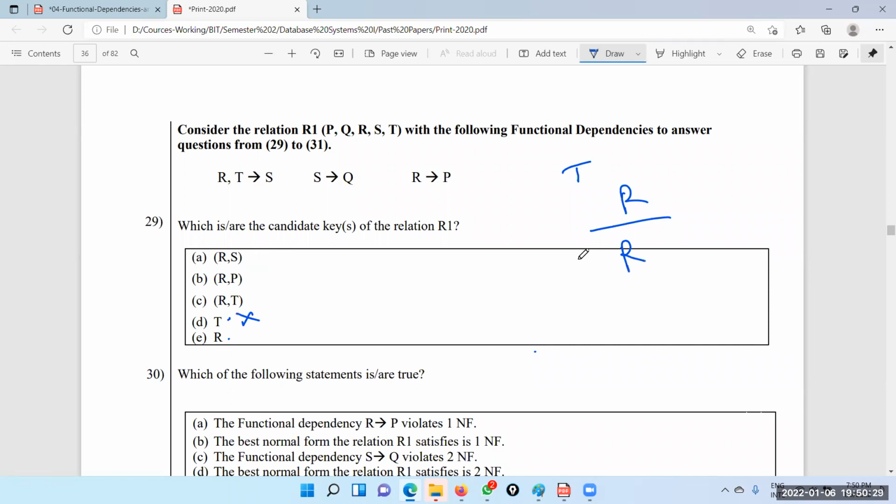Okay, R, T determines T. Right. R determines R and R determines P. But nothing else, right? Nothing else. So therefore, this can't be the candidate key.